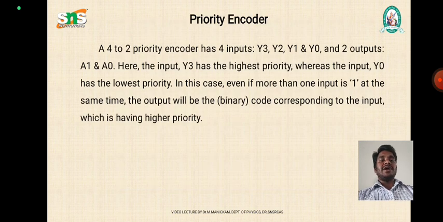Next one, priority encoder. A 4 to 2 priority encoder has 4 inputs, Y3, Y2, Y1 and Y0, and 2 outputs, A0 and A1. Here the input Y3 has the highest priority, whereas the input Y0 has the lowest priority. Even if more than one input is 1 at the same time, the output will be the binary code corresponding to the input with the higher priority. So this is the priority encoder.